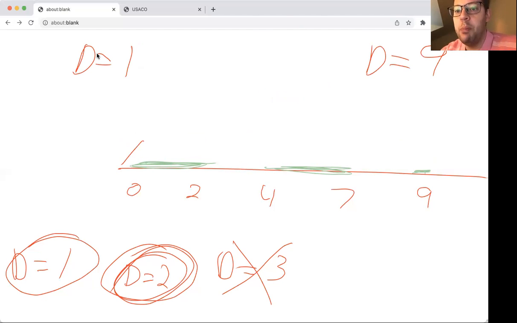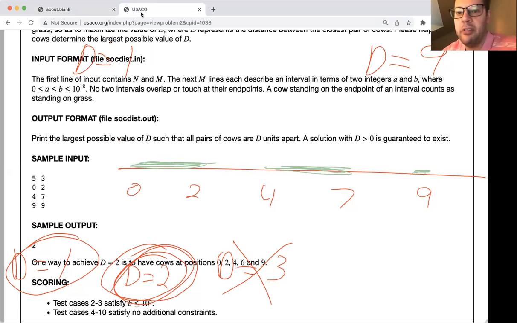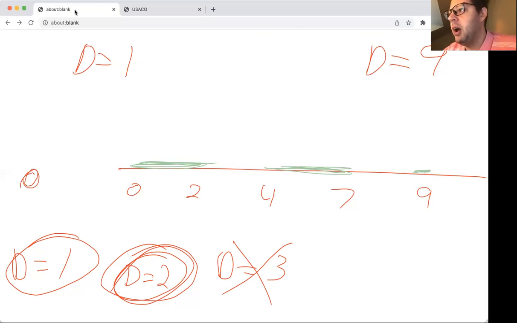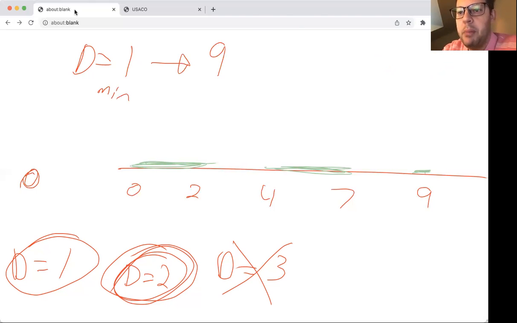What we'll do then is pick D values, and then see how many cows we are able to place. And if it's equal to our target, which remember in this sample case, we have 5 cows that we're trying to place here, and if we're able to place our 5 cows, then we know we have a solution. So I've got D equals 1 to 9. What I'm going to do is binary search on this, with this being a min and this being a max. So my first D value that I'm going to attempt is going to be 5.